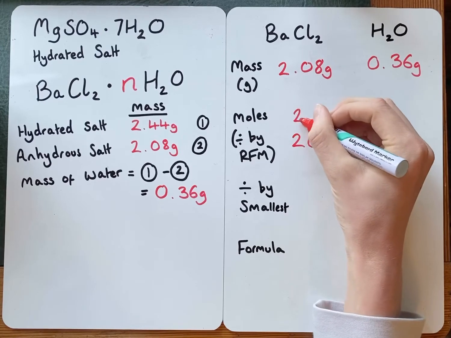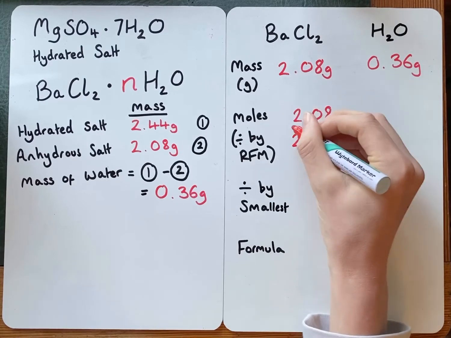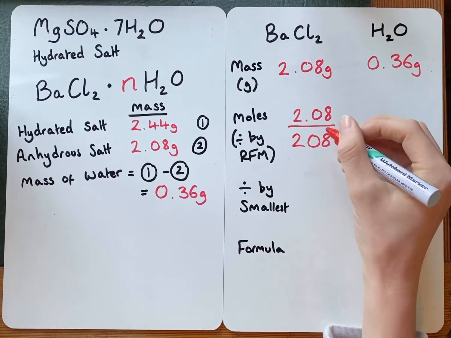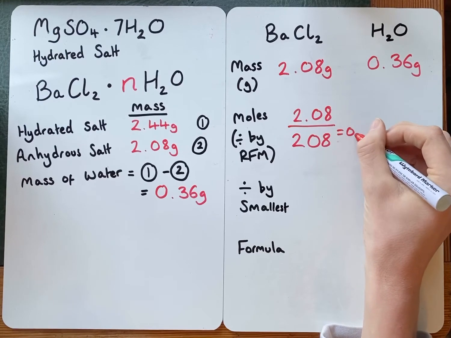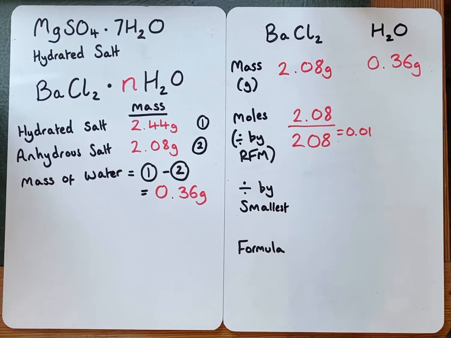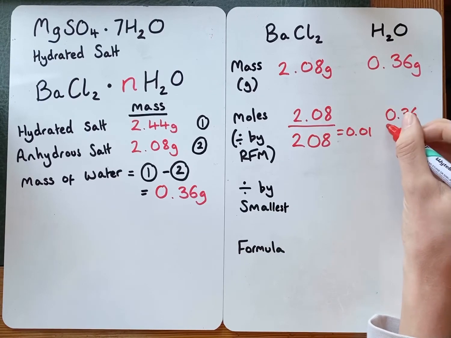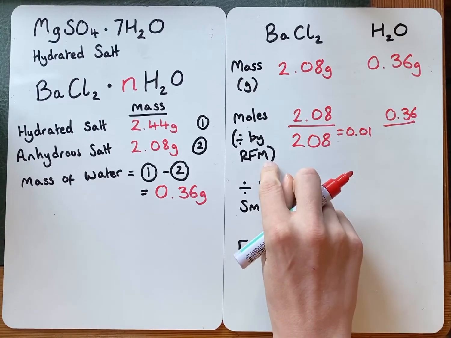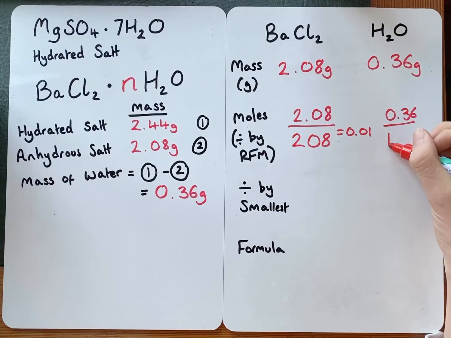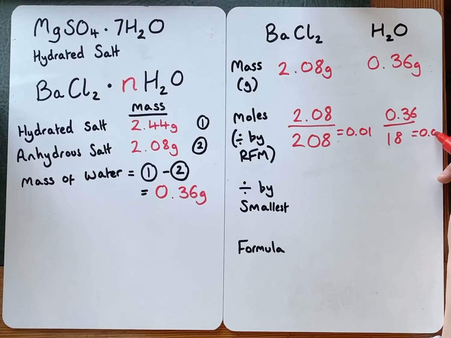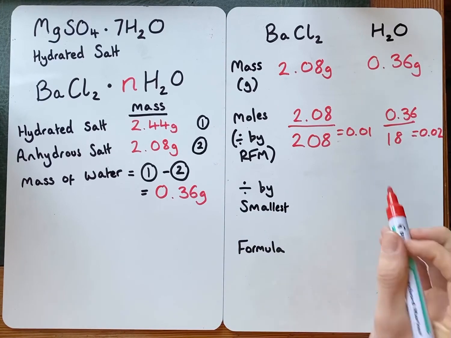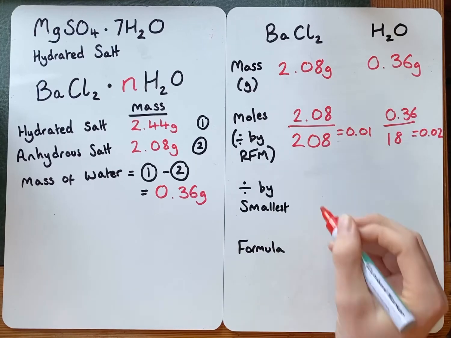So we do 2.08 divided by 208, and we get 0.01. We do the same for water, 0.36 divided by the relative formula mass of water, which is 18. And when we do that, we get 0.02. We now need to divide that by the smallest number out of these two, which is 0.01.